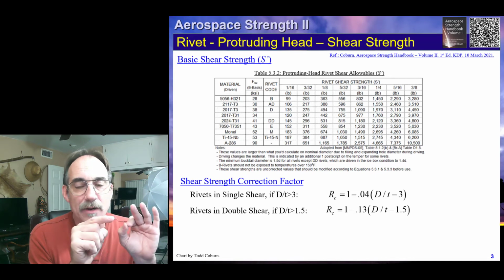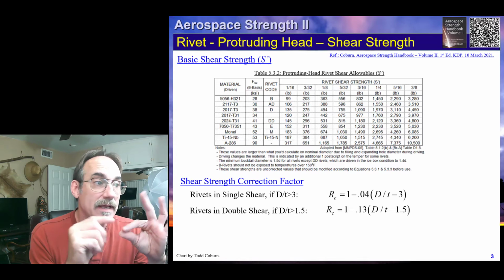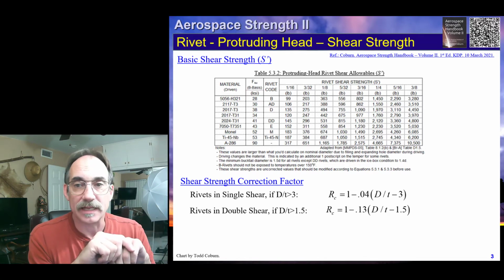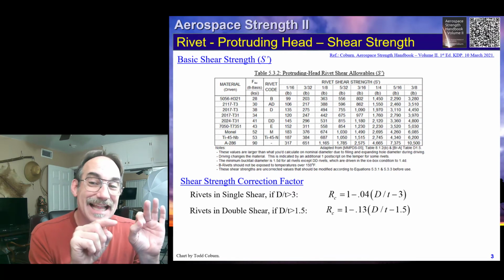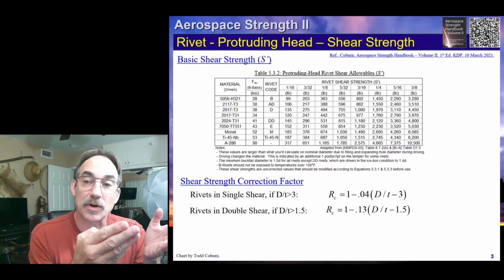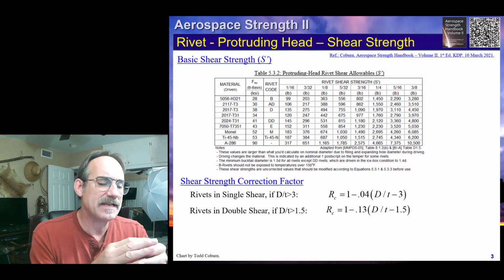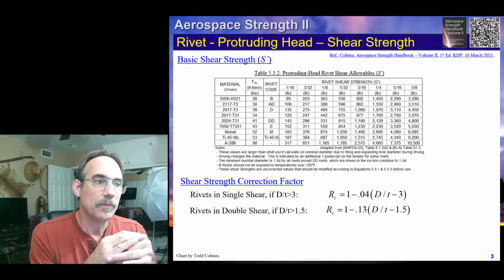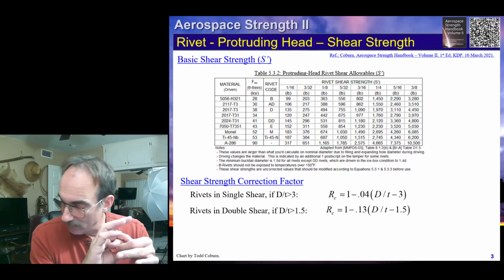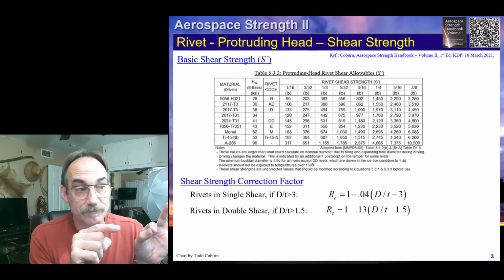If your D over T ratio, the diameter over sheet thickness ratio, is greater than 3, then we need to correct the value using this formula here. If the D over T ratio is less than 3, then we'll take that value of 1. Don't ever use a correction that increases the rivet strength. What that basically says is if the rivet diameter is too small or too large relative to the sheet thickness, then the rivet will not develop its full shear strength, and we need to correct the value, okay?